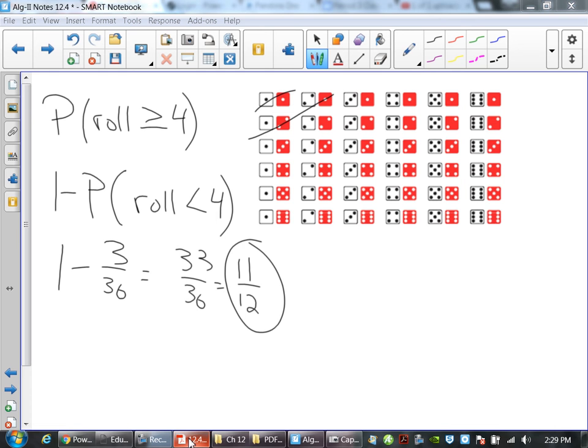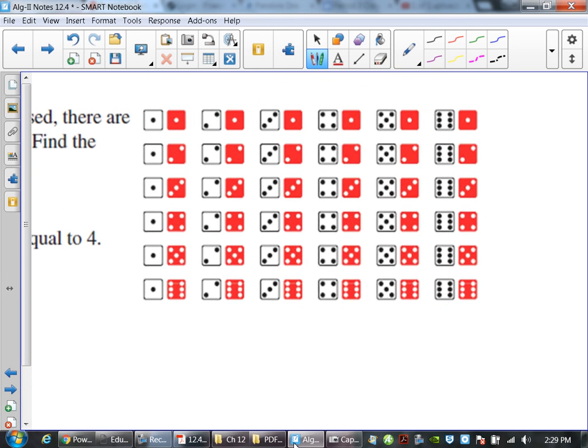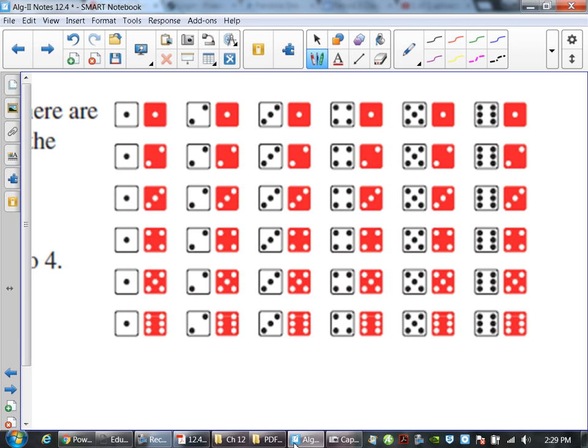What was the other one I have for this one? Probability question. The sum is not 8. So if I want to get the probability of the sum not equaling 8, wouldn't it be easier just to count the ones that equal 8? Yep. Brilliant! How many are there? 5. So how many of them are not 8? 31. There you go.